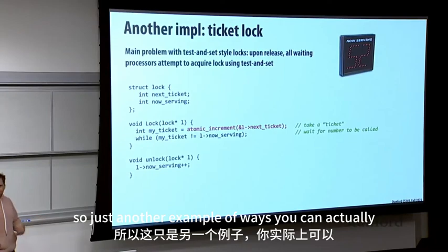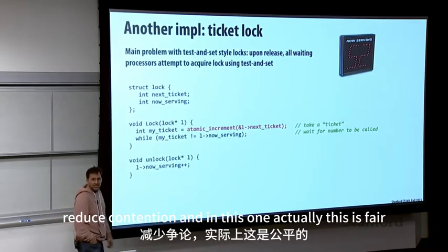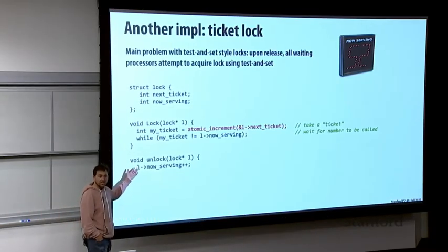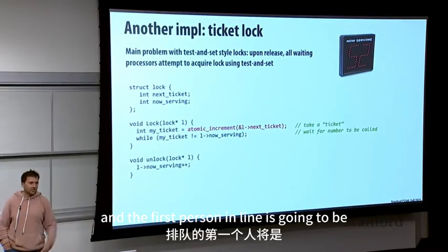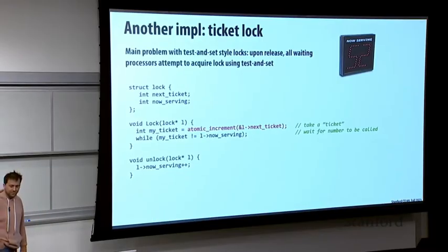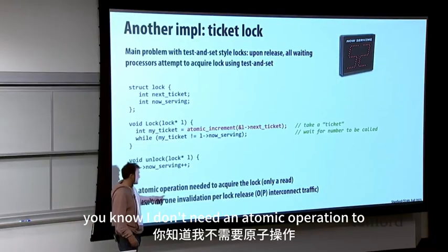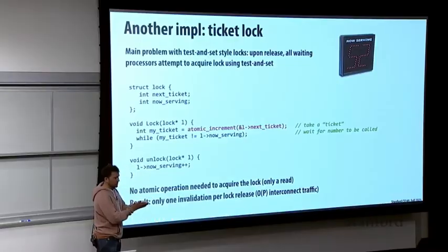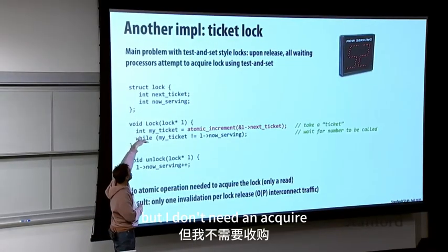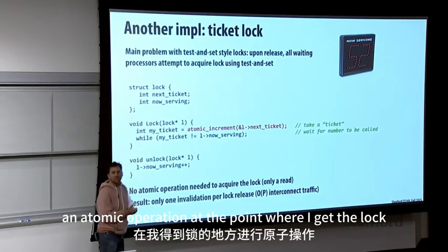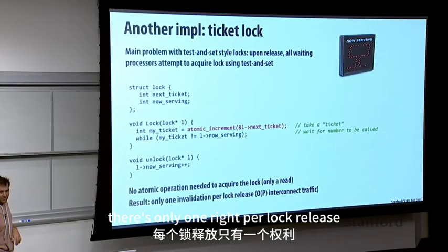So it's just another example of ways you can reduce contention. And in this one, this is fair, because you get in line, and the first person in line is served first, in FIFO order. So it's pretty cool. I don't need an atomic operation to acquire the lock. I need an atomic operation to start waiting, but I don't need an atomic operation at the point where I get the lock. There's only one write per lock release.